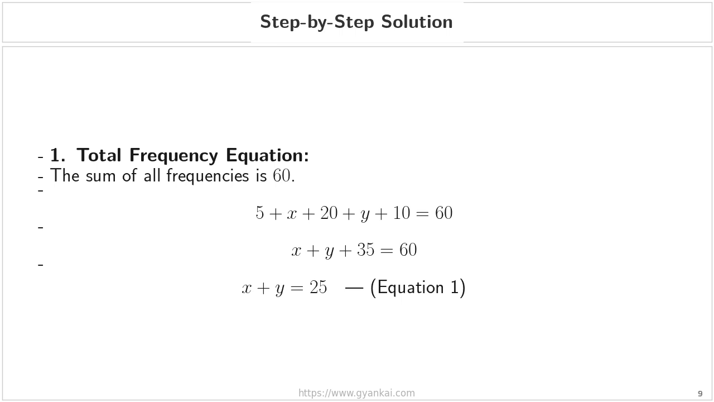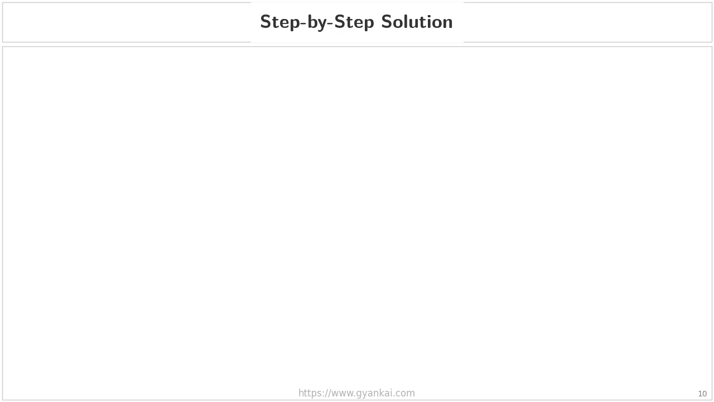We'll need to keep this equation safe, because in the next few steps, we are going to use the median value to find our second equation so we can solve for both variables. Step-by-step solution.